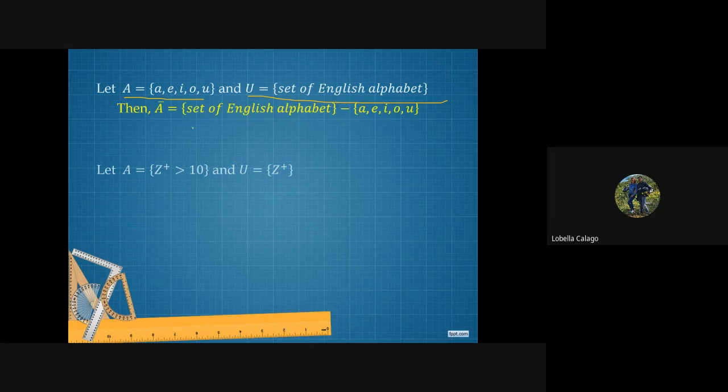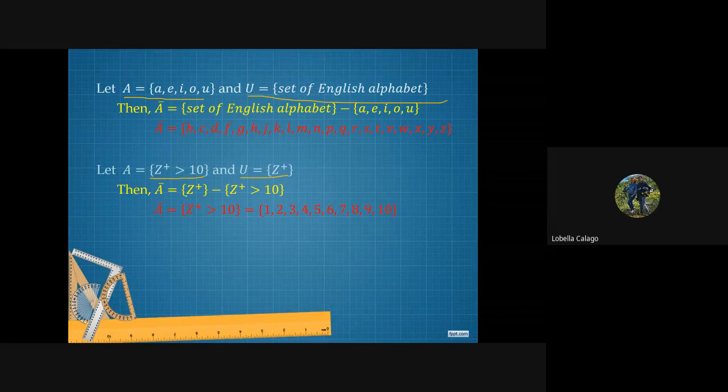Yan po ang consonants. Set of English alphabet minus the set of A. So, lahat ng consonant po ang complement. B, C, D hanggang Z, except A, E, I, O, U. And for this one, the complement of this one is the universal set minus this one.